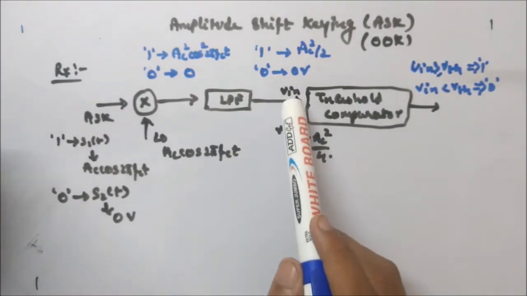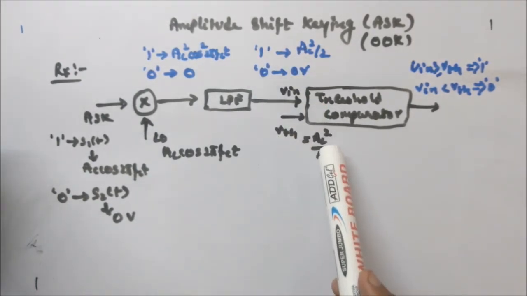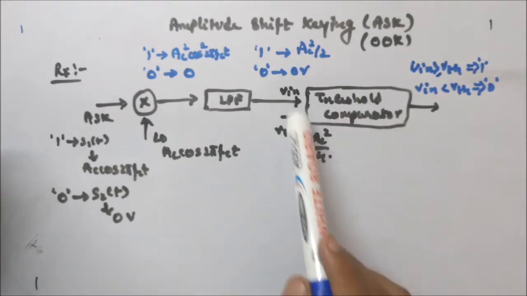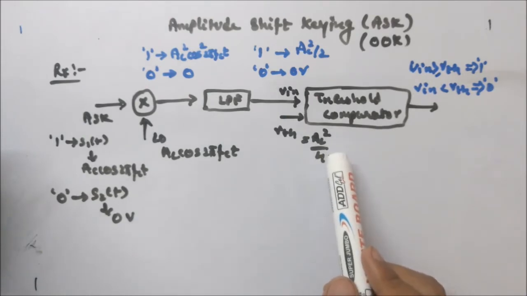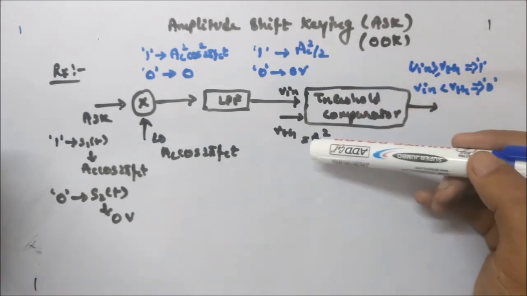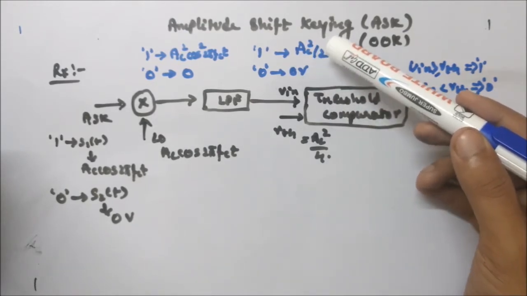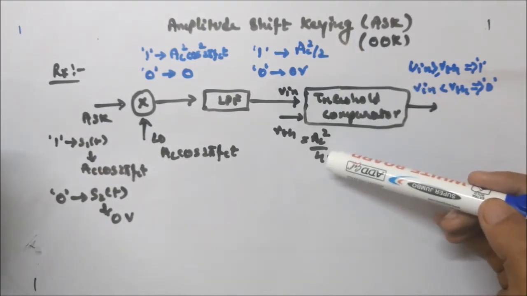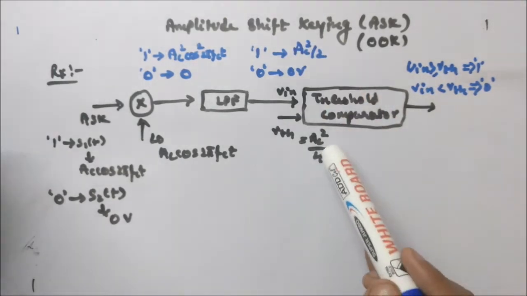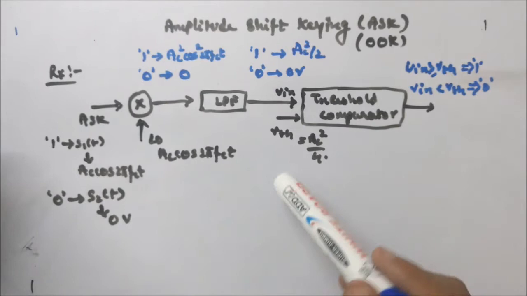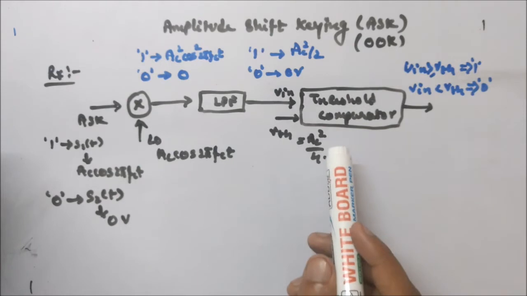Now these two signals will serve as your V in, and there will be a set V threshold with which the threshold comparator will compare the values. So VTH is set to AC square divided by 4. Why? Because this is the middle point of the signal. The middle of 0 volt and AC square divided by 2 is AC square divided by 4. Just take the average of the two: this plus this divided by 2 is AC square divided by 4. Generally we keep the threshold at the center value.